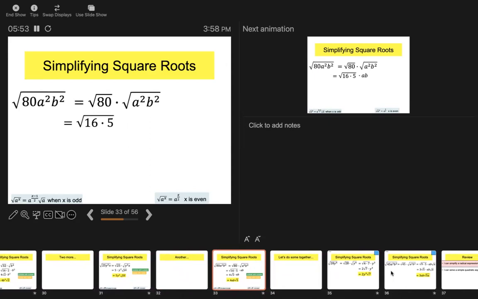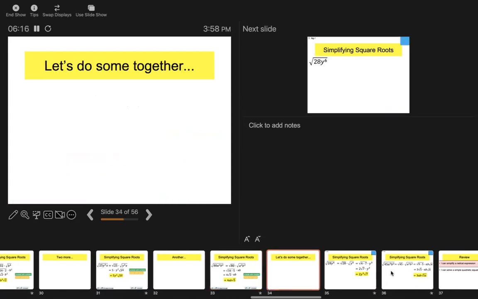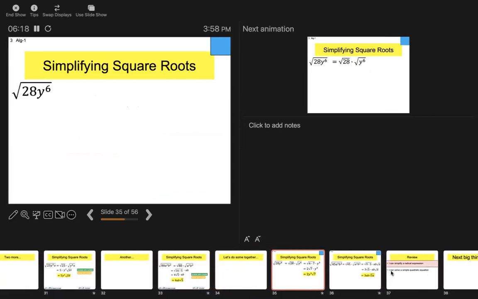A squared and b squared are both even, so if we take half of those, we get a to the first, b to the first, or basically a and b. The square root of 16 is 4 times ab. Now we can do outsides with outsides. 4ab, and root 5. There's only one inside, just the square root of 5. Okay. Hopefully you're getting this. 2 practice ones and we're done here.